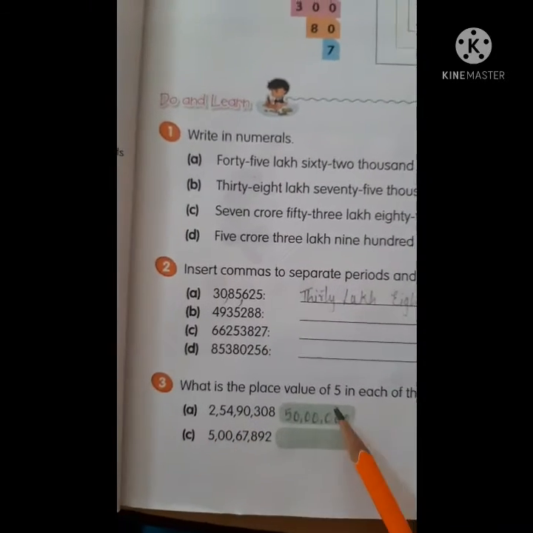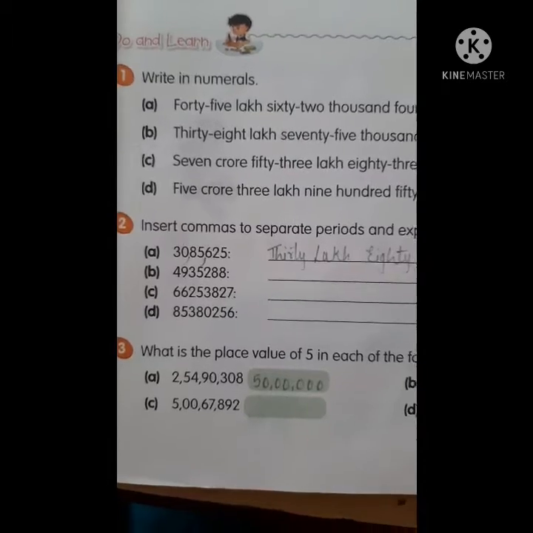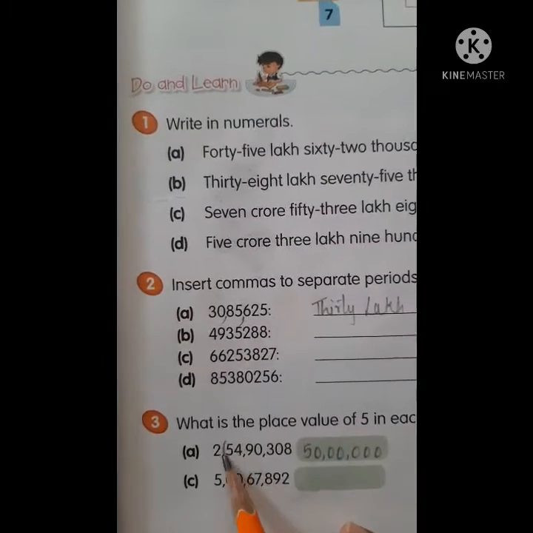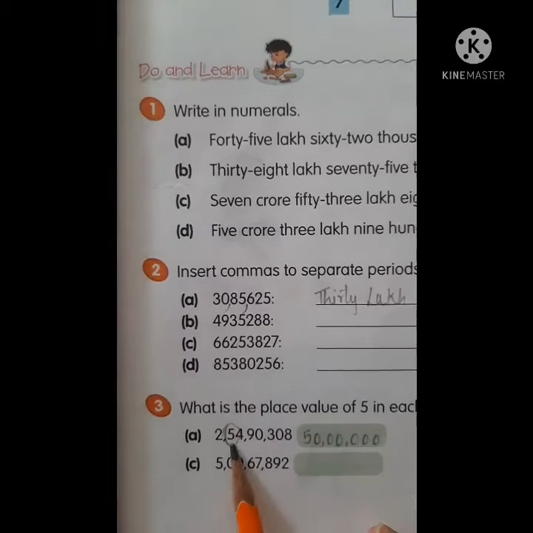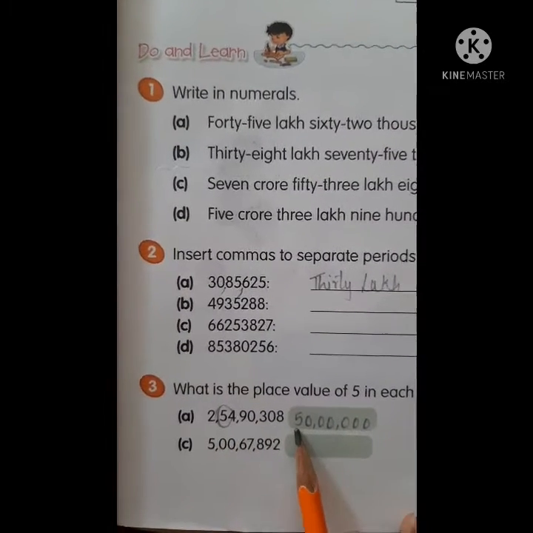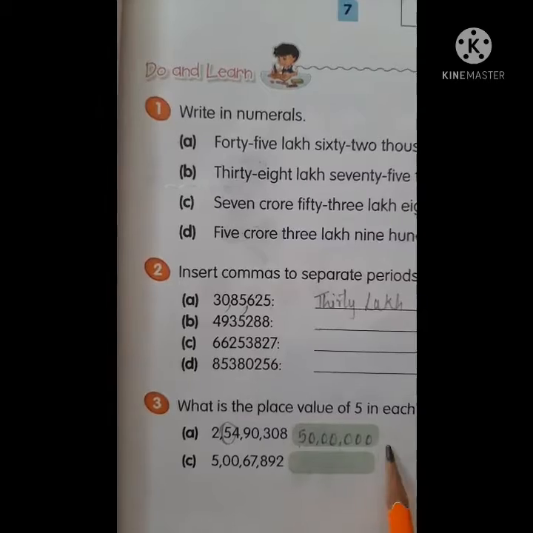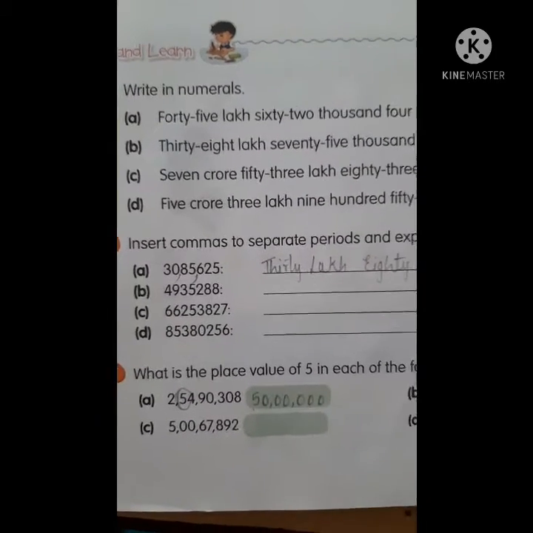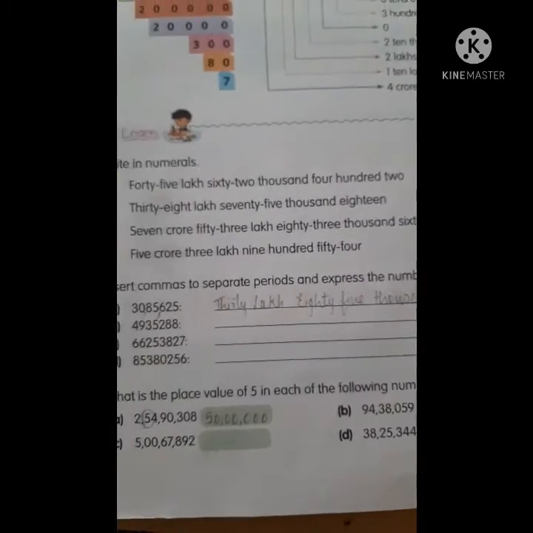See, what is the place value of 5 in each of the following numbers? What is the place value of 5? It means we have to tell the place value of 5. So it is on which place? In 2 crore 54 lakh, it is on the 50 lakhs place. So we will write here 50. Understood? Same way you have to do the other three.